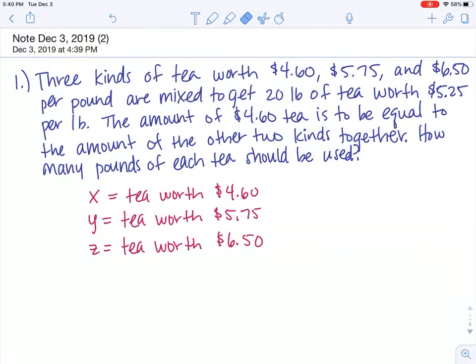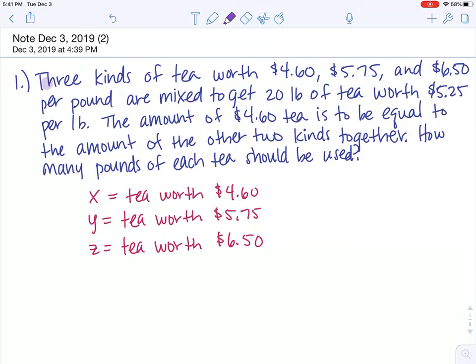So for this first problem, we have three different kinds of tea. So we need to set up a system of equations where there are three equations with three unknown variables. If we let x be the tea worth $4.60, y be the tea worth $5.75, and z be the tea worth $6.50, now we have our variables assigned. We can go through the problem and find how to set up our equations.